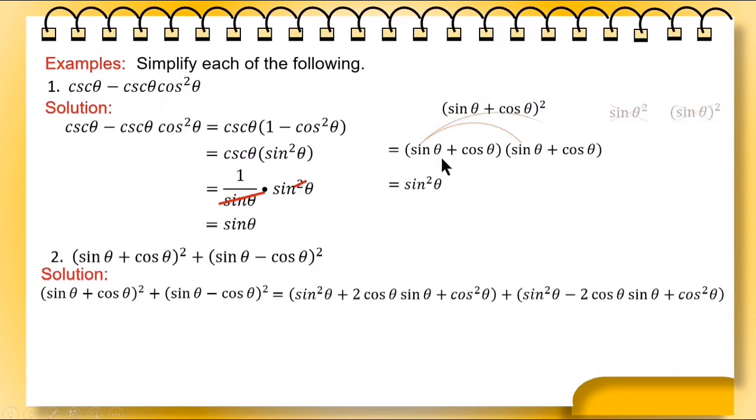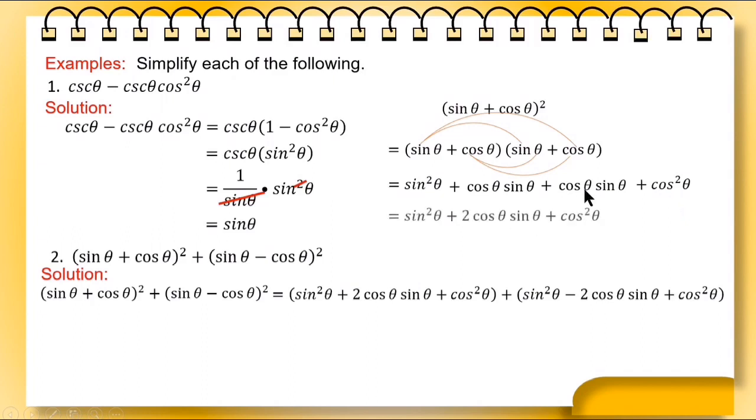Then, sine theta times cosine theta is equal to cosine theta times sine theta. Next, cosine theta times sine theta is also equal to cosine theta times sine theta. Then, cosine theta times cosine theta is equal to cosine squared theta. Combine cosine theta and sine theta, thus we have 2 cosine theta times sine theta. Just copy sine squared theta and cosine squared theta.